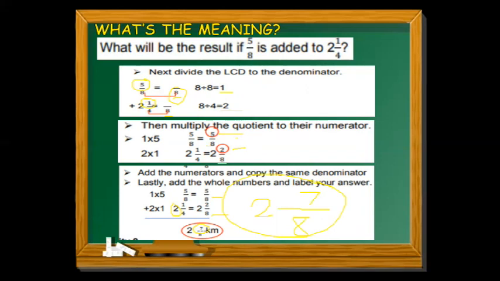So pag parehas na yung denominator niya, that's the time we can add. Kapag hindi siya parehas, that's the time we need to find the LCD para magiging parehas yung kanyang denominator. Okay? And then after we find the denominator, we will divide it to the denominator noon, and then we will multiply it to the numerator. That's the answer. Okay?